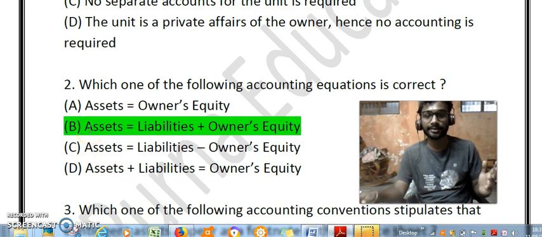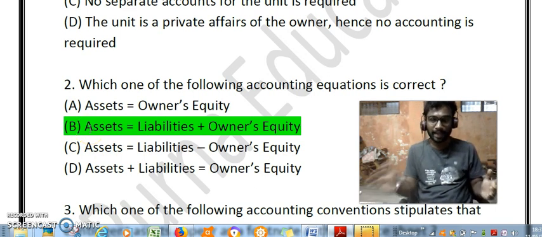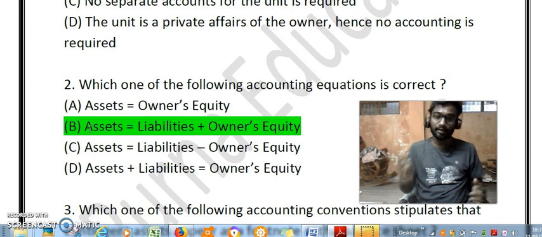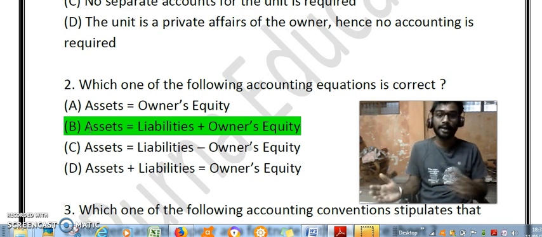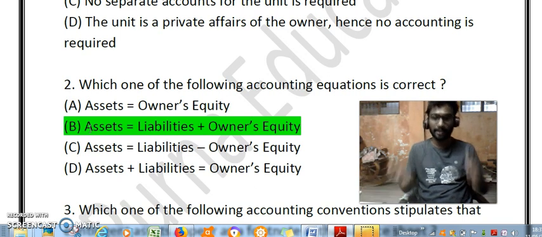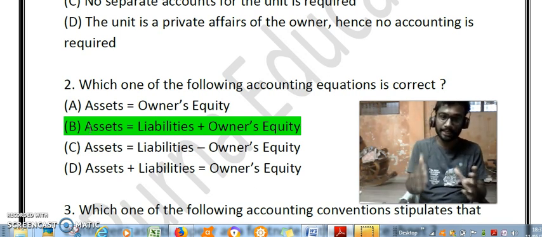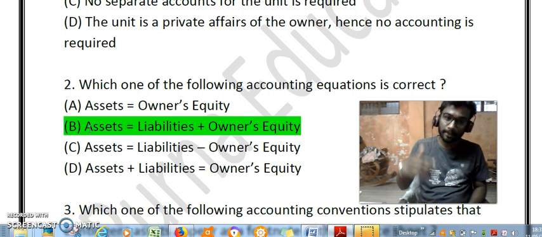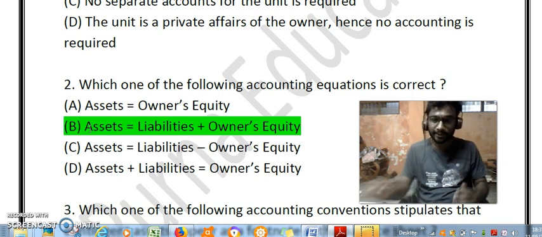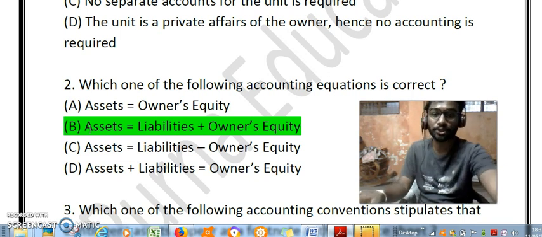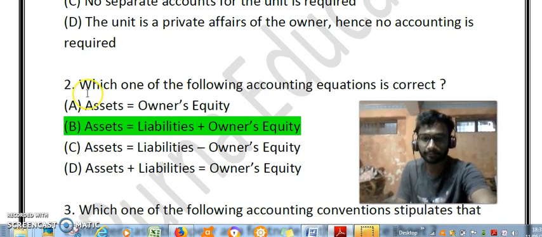In the balance sheet, we have assets as well as liabilities. In the liabilities, we have normal liabilities and owner's equity. Owner's equity means equity shares, preference shares, whatever it might be. The share capital is called owner's equity. So owner's equity plus liabilities is equal to total assets in the balance sheet. I hope you clearly understood, right? So the next one.